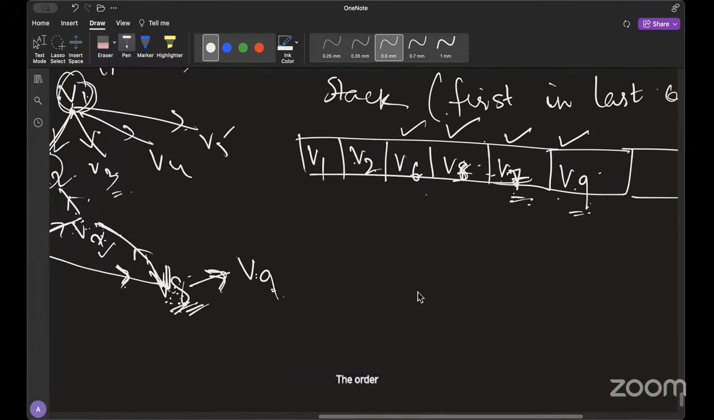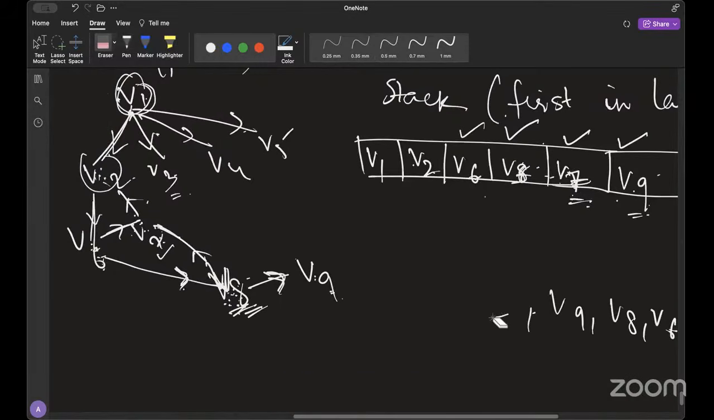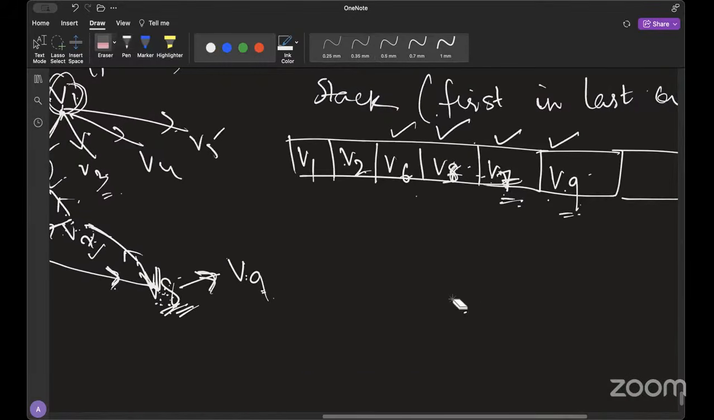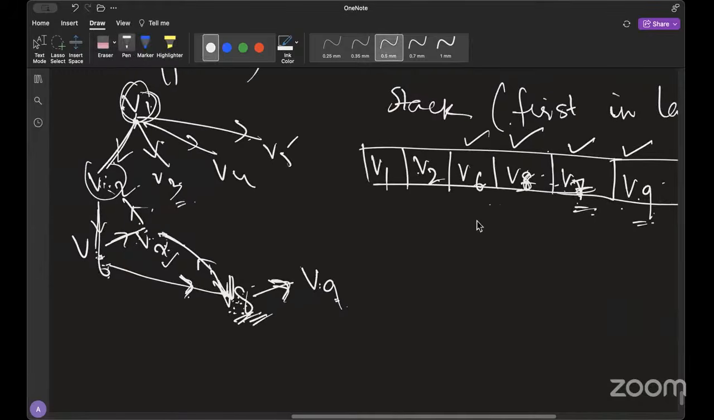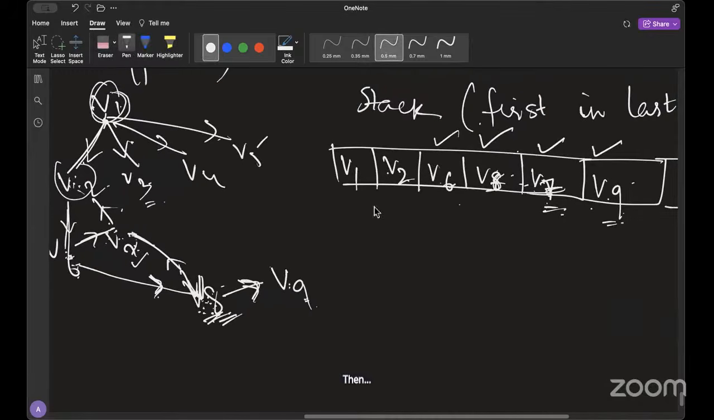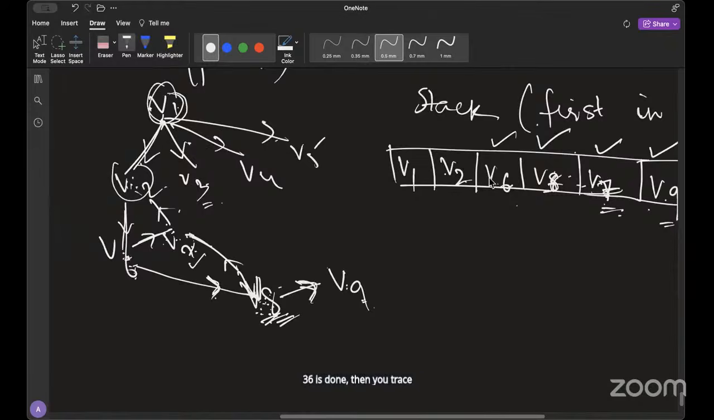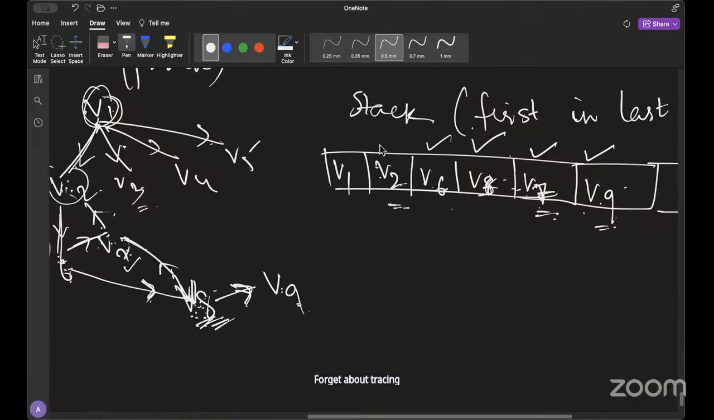The order is important here. V7 got done first, then V9 got done, then V8, then V6. Then V6 is done, then you trace back to this one, V2. Forget about tracing back from here. You can just check directly from here which one is the last one. So V2 is the last one in this one, which is not done.